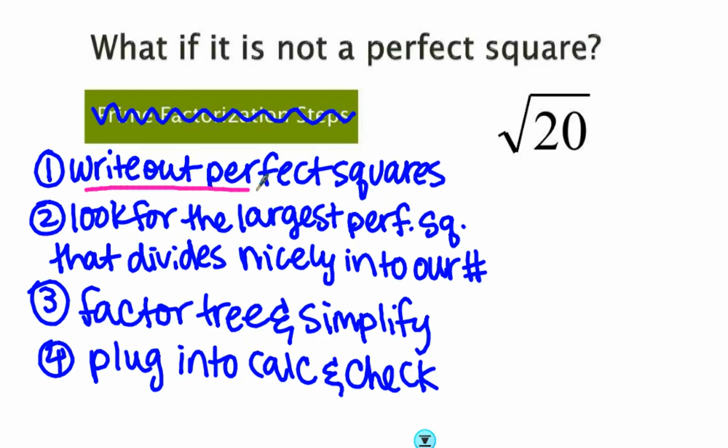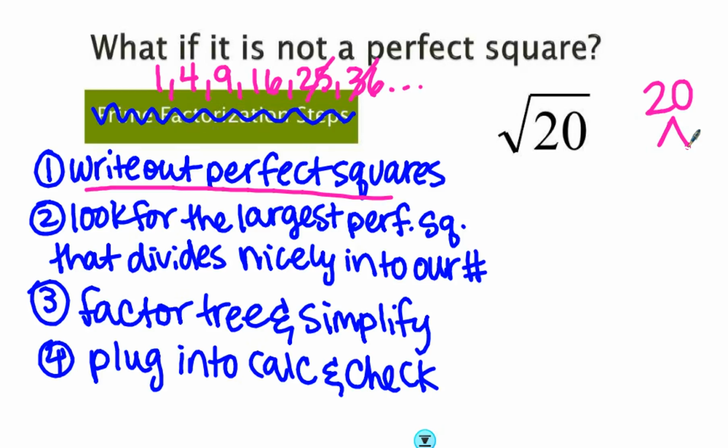So first, write out my perfect squares. Okay, I'm going to do that up here. So let's say I have 1, 4, 9, 16, 25, 36, and I'm actually going to stop there because I know 36 and 25 aren't going to divide nicely into 20. So it's kind of like if you remember these little factor trees. For example, I know that 4 times 5 is equal to 20, right? Now with our radicals, sometimes we shorten the square root and call these roots. So I might say root 20.